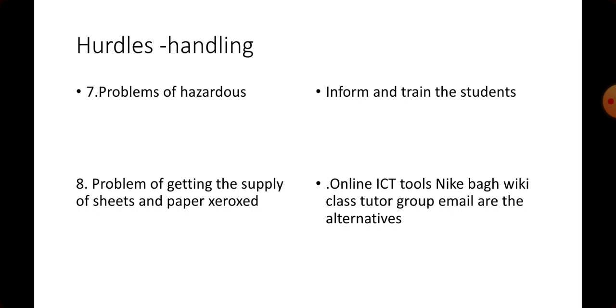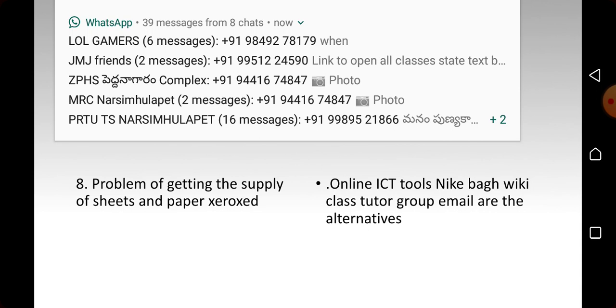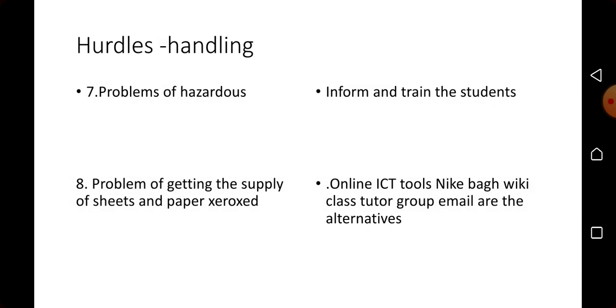Next, the problem of getting the supply of sheets and paper xeroxed. We always have some problems with sheets, paper xeroxes and all these things. To overcome this problem, we need to go for online ICT tools like Wiki Class, Tutor Group, email and other alternatives. These are some alternatives we can find.